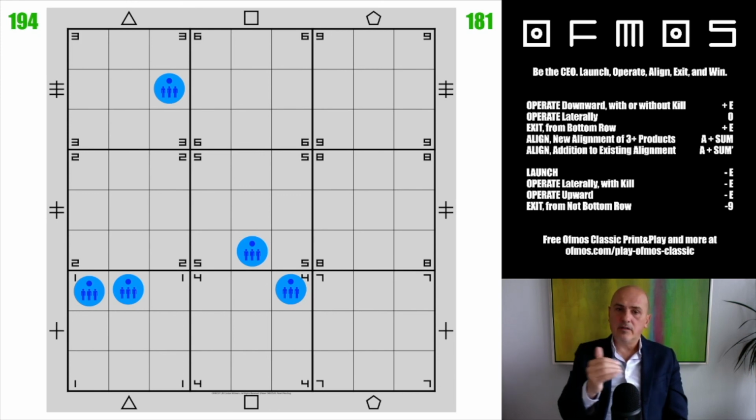It doesn't always happen that way. Sometimes one CEO ends the game, but the other one has more money. In this case, as you can see, the red team has 194 million versus the blue team, which has 181.